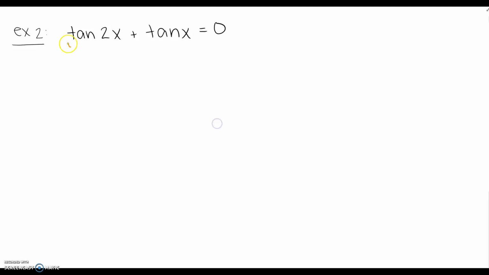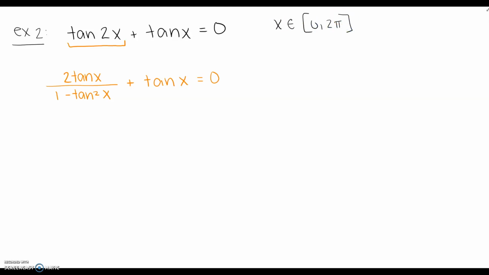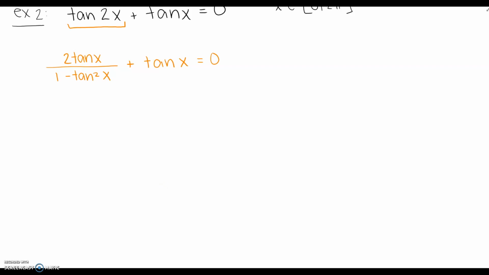So the first thing we all should have done is change the tangent of 2x to be 2 tangent of x over 1 minus tangent squared of x. I'm just realizing now that I didn't give you where x is an element of. Sorry about that. We'll assume it's the same, between 0 and 2 pi. So now some of you may have gotten a common denominator, which is honestly the way I did it the first time last year, but then I realized there was another way that's a little bit less work, so I'm going to show you that.